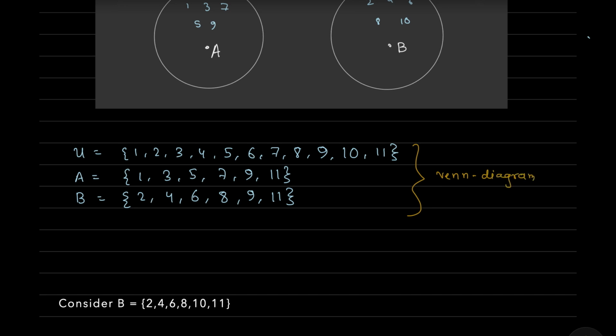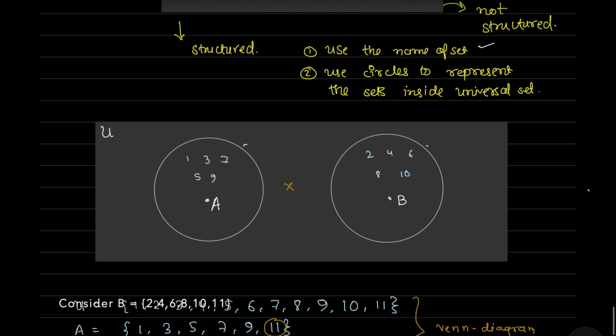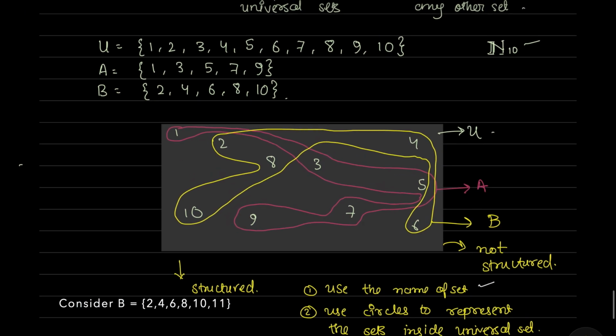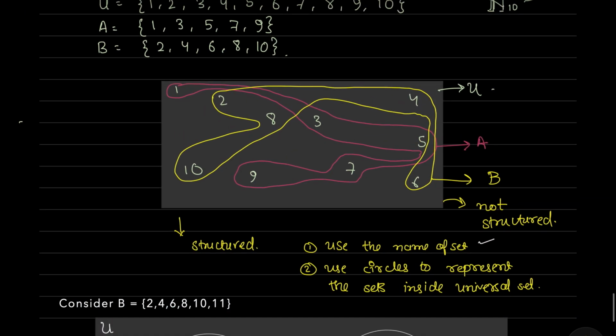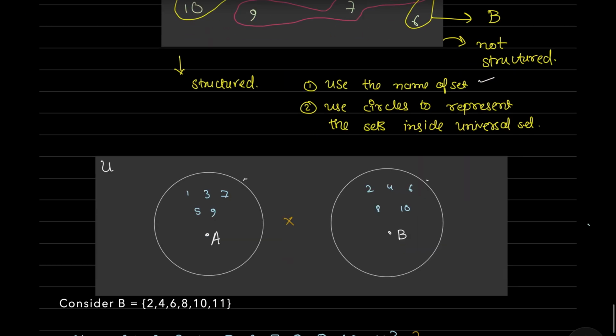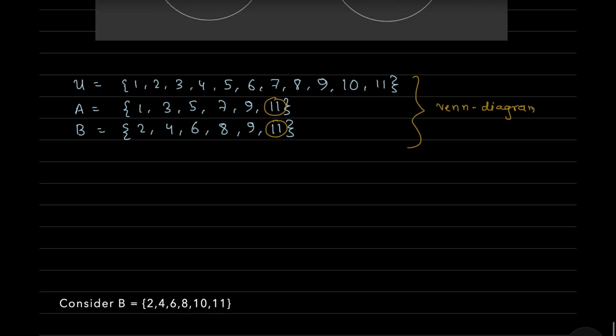But here you can see 11 is common between them. Earlier there was nothing common between A and B, but here we have the element 11. In this case, what we will do, see this portion that is overlapping, we can add 11 here. This is just an example. I'll just try to draw the sets as well.